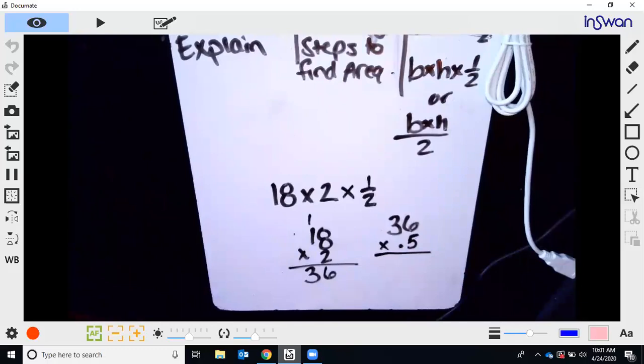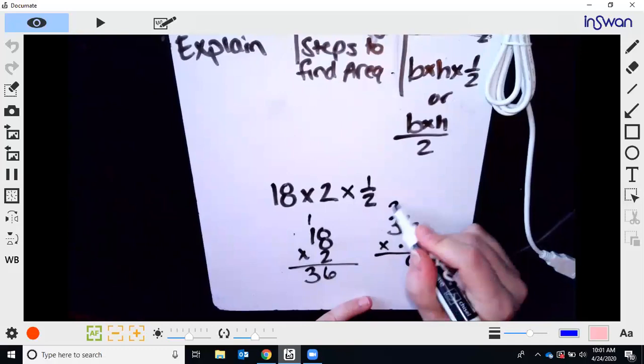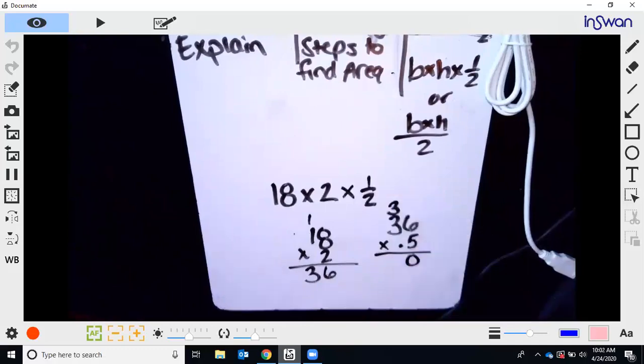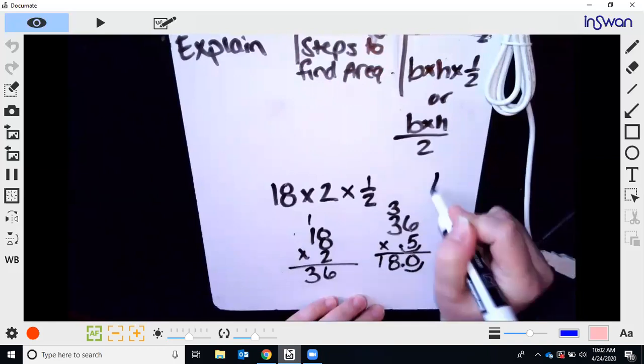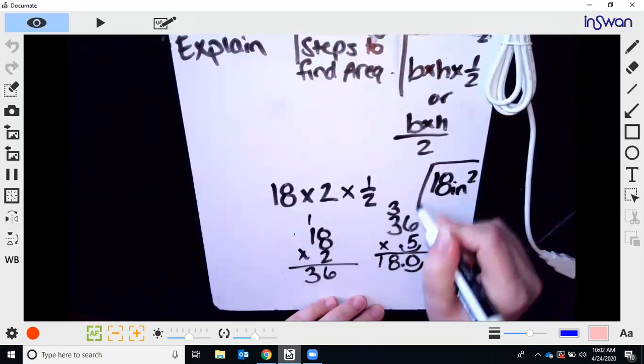5 times 6 is 30. Carry my 3. 5 times 3 is 15. Plus 3 is 18. And then how many numbers come after the decimal point? I need to swoop up in my answer, only 1. So I'm going to move 1 spot here to get 18, and it was inches squared as my answer.